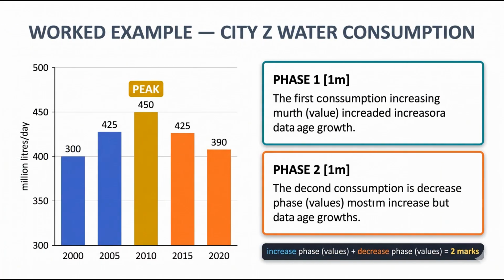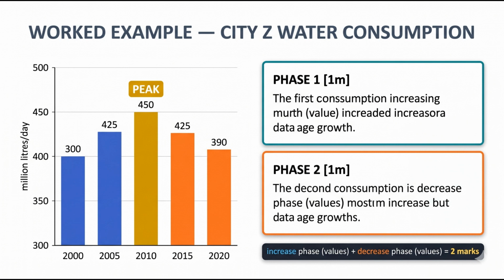Let's apply those formulas to a worked example. Look at the City Z water consumption data on screen. The bar graph shows consumption rising from 380 million liters per day in 2000 to a peak of 450 in 2010, then falling to 370 by 2020. This is a 2-phase trend, increase then decrease. For a 2-mark question, each phase earns 1 mark. See the 2 answer cards.